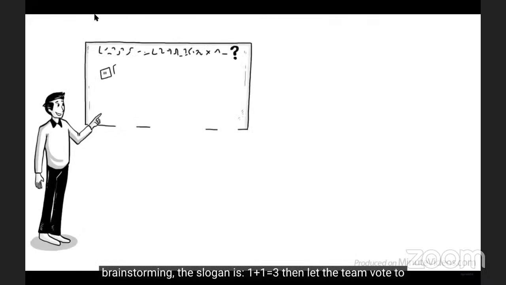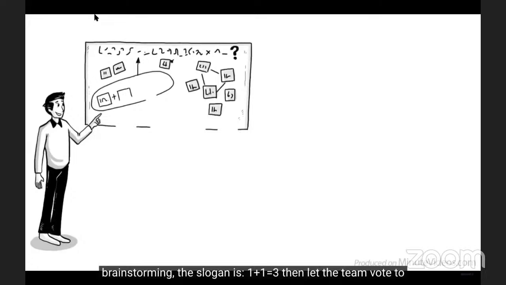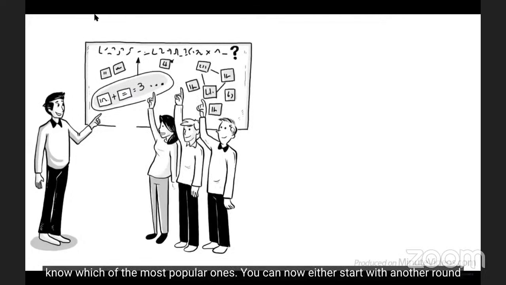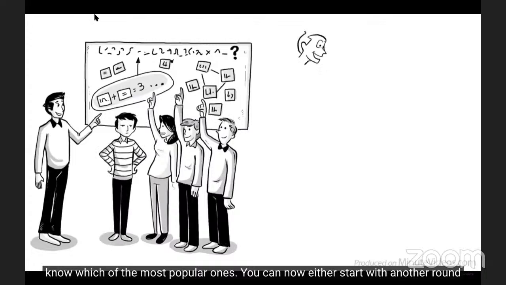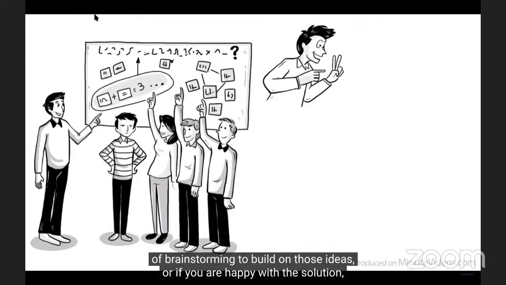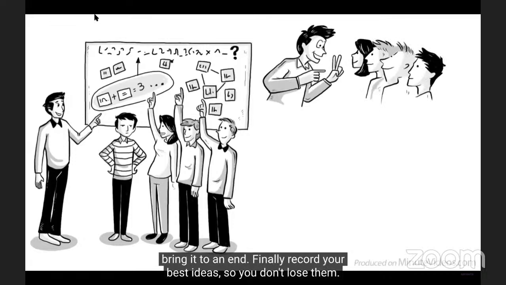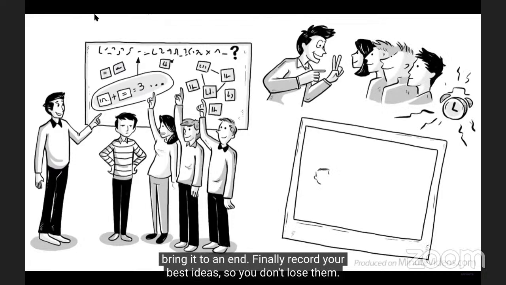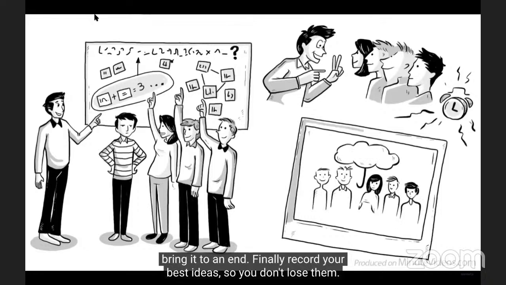At the end of the session, see if there are 2 ideas that can be combined. In brainstorming, the slogan is 1 + 1 = 3. Then let the team vote to know which are the most popular ones. You can now either start with another round of brainstorming to build on those ideas, or if you are happy with the solution, bring it to an end. Finally, record your best ideas so you don't lose them.